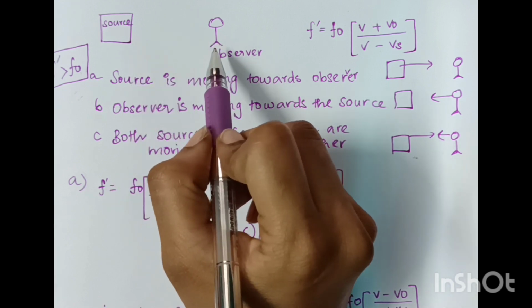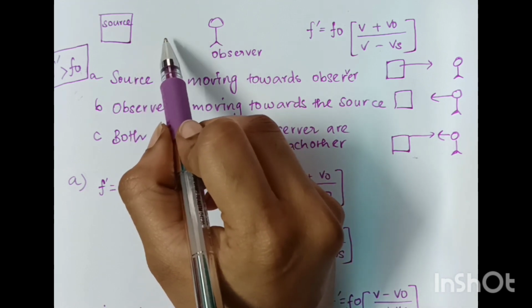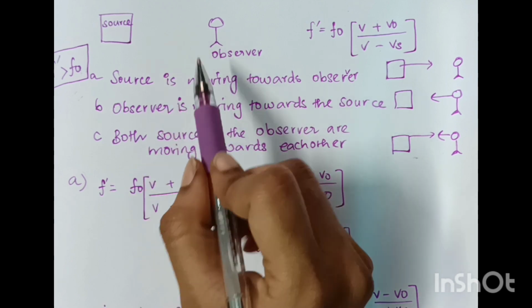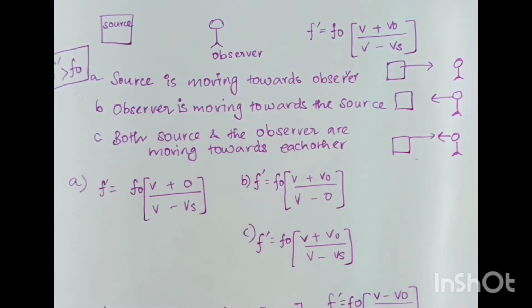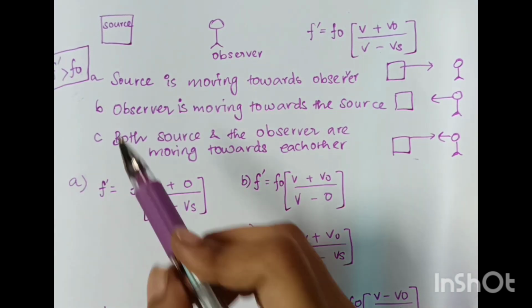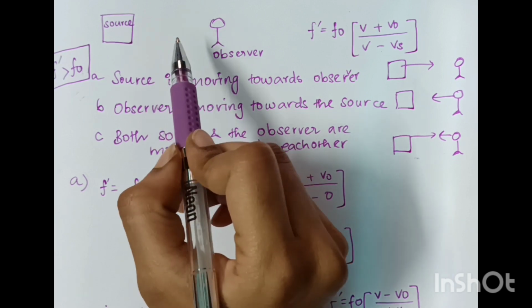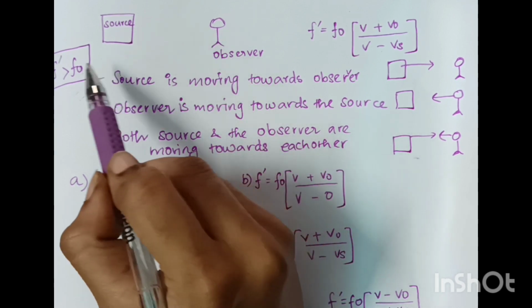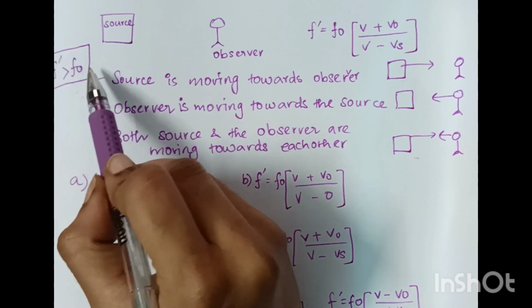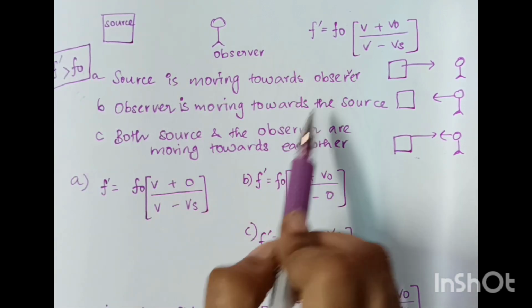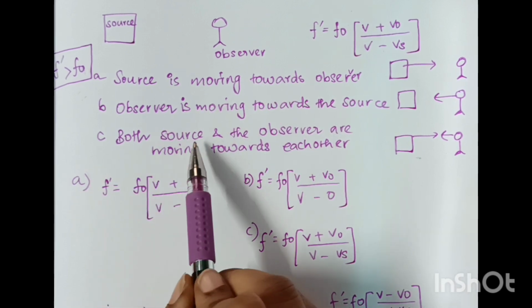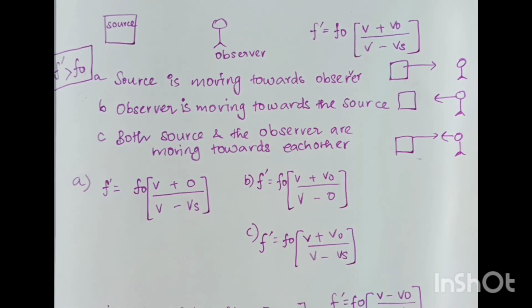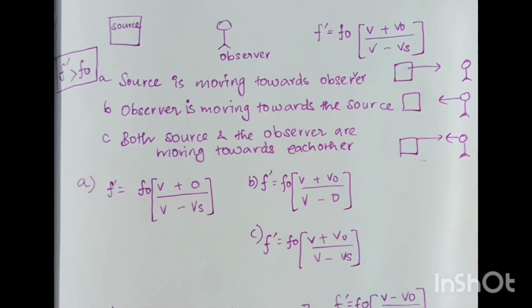In the other case, if you move towards the source, even then you are going to hear the increased sound. Or if both source and observer are moving towards each other, then also you will hear the increased sound. If the sound is increased, that means I can say the frequency is increased. So the apparent frequency is greater than the original frequency. So in all these three cases, the apparent frequency is more than the original frequency.